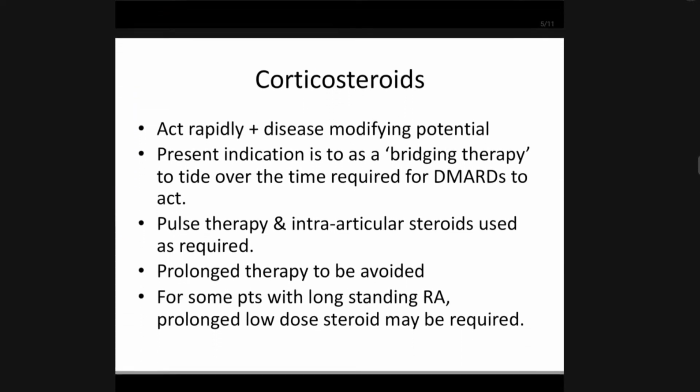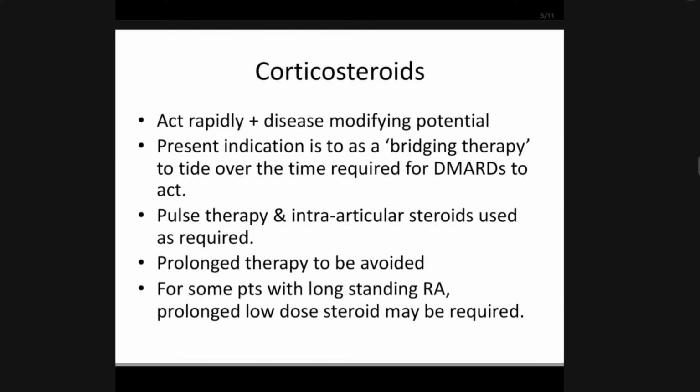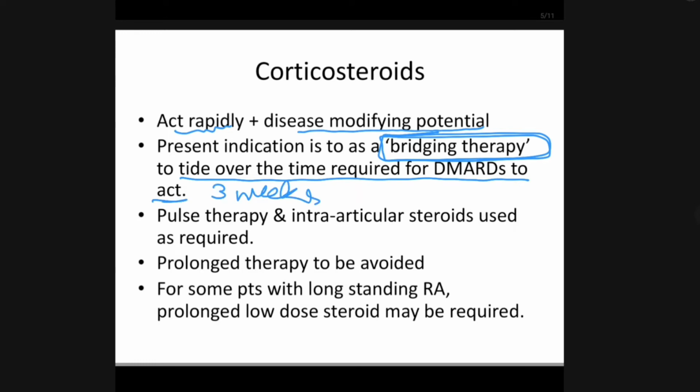Now, the corticosteroids, the second pharmacotherapy that we commonly use. These have the advantage that they act rapidly and they do have disease modifying potential. The present indication is basically as bridge therapy, because they decrease the symptoms with much efficacy and speed, and hence help you to tide over the time required for DMARDs to start acting, which is usually about 3 weeks. They are given as pulse therapy or sometimes as intra-articular steroids.